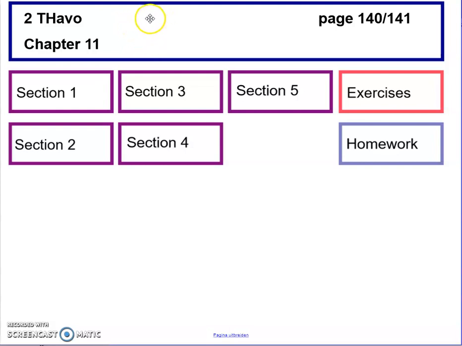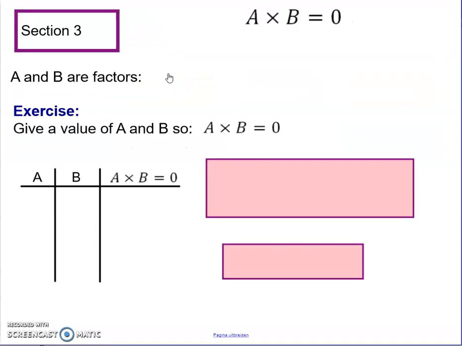Hello, in this video I'm going to explain to you section 3 of chapter 11. Section 3 is all about this rule: A times B is equal to 0. This is a rule we're going to use to solve quadratic equations.